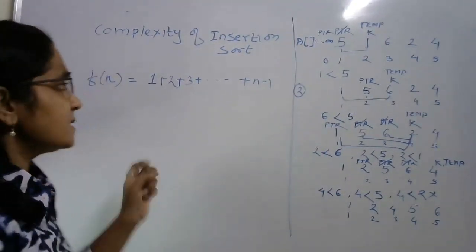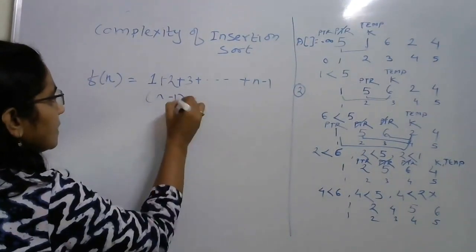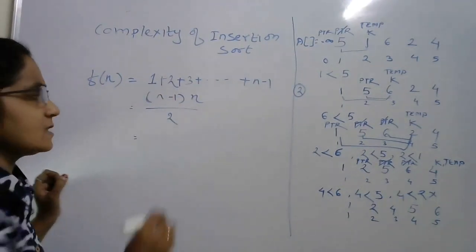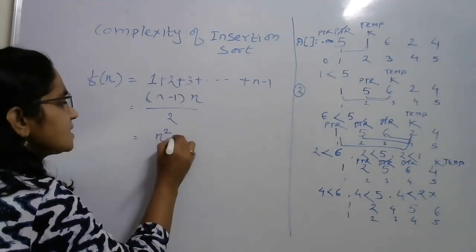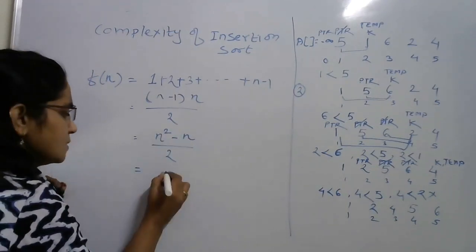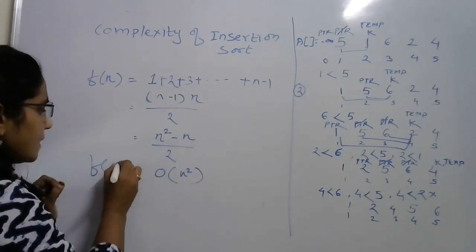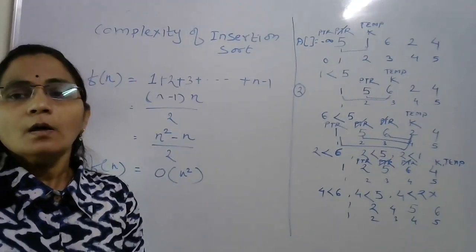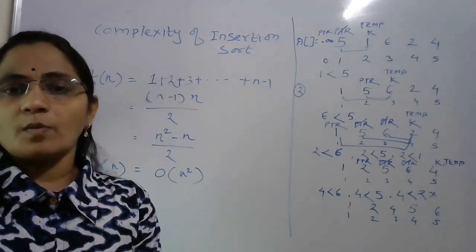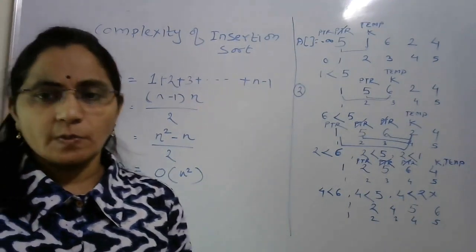Now this mathematical series is replaced with the formula n minus 1 into n divided by 2. If you simplify this formula, you will get n square minus n by 2, and the highest exponent is square. So the complexity of insertion sort is order of n square. For multiple choice questions, most of the time the question asked on this topic is, what is the complexity of insertion sort? The complexity of insertion sort is order of n square.